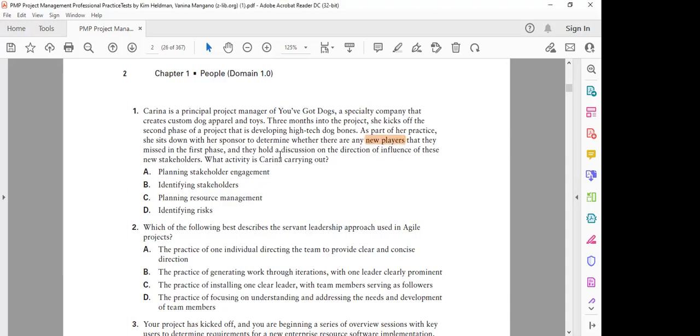Right. That they missed in the first phase, and they hold a discussion on the direction of influence of these new stakeholders. Look, the word is already verified. What activity is she doing? So even after reading that, you can easily find out what she is doing.